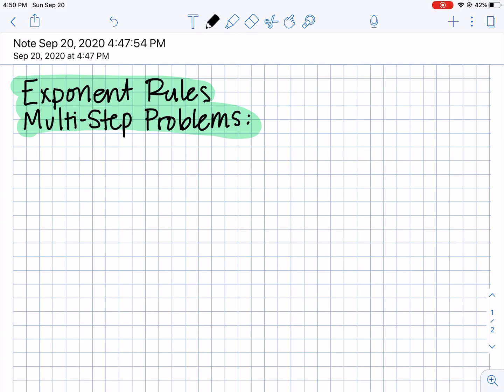Okay, algebra. We are going to look at exponent rules today, but we're going to look at some multi-step problems, which means we're going to have more than one step for each problem. So if we think about our exponent rules, just to review, and as you know, pause the video and get your materials so you can take notes. Yes, you need to write this down.